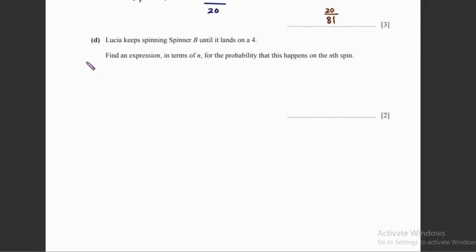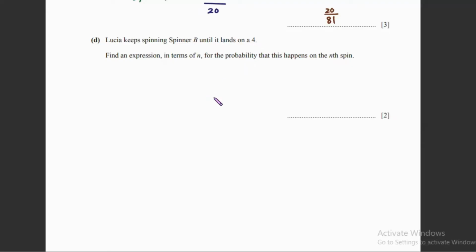In question D, Lucy keeps spinning spinner B until it lands on 4. So that is the last time, when it lands on 4. We need to find an expression in terms of n for the probability that this happens on the nth spin. That means before it lands on 4, she has tried several times. So she has tried several times before it lands on 4.